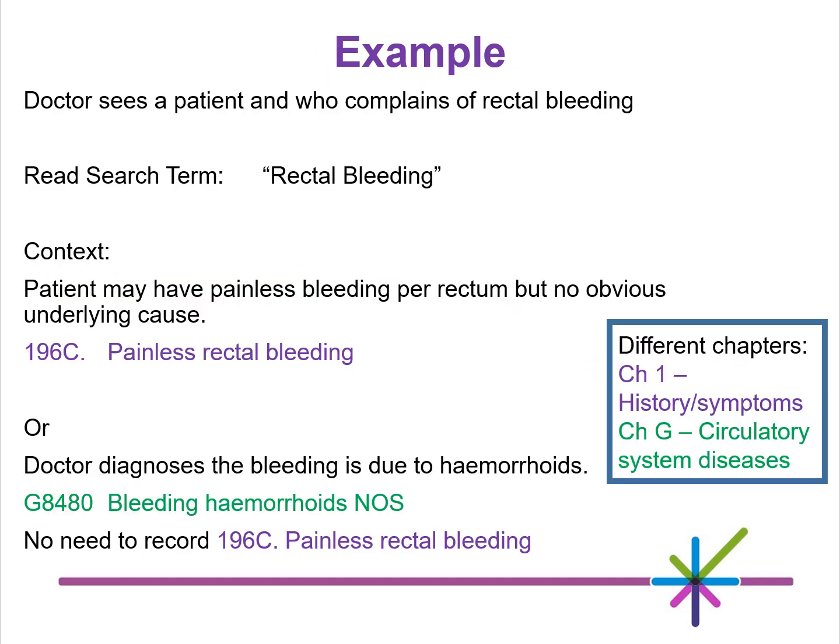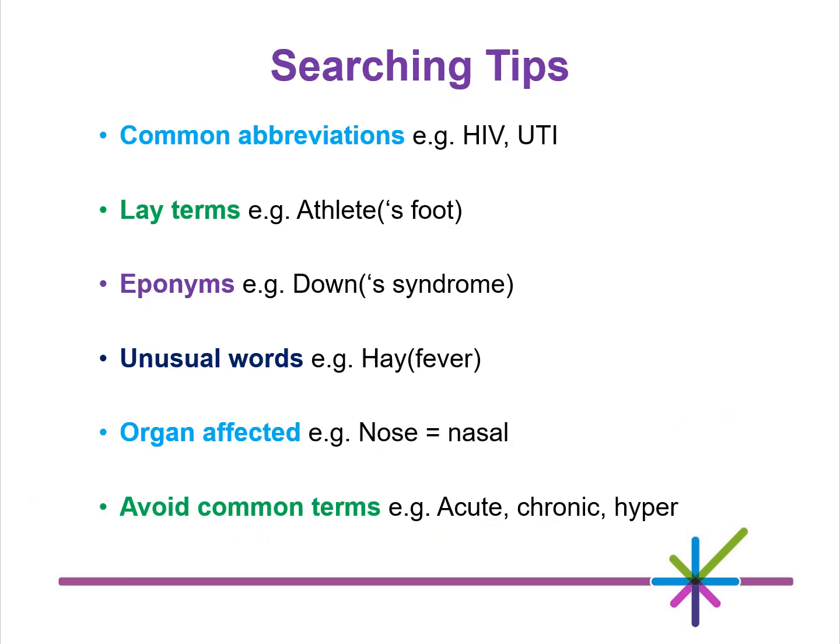Let's work through an example to demonstrate. A doctor sees a patient who complains of rectal bleeding. If the patient had painless rectal bleeding per rectum with no obvious cause, this is coded to the symptom code of 196C, Painless rectal bleeding. Alternatively, if confirmed by the doctor to be a symptom of their hemorrhoids, this could be coded to G8480, Bleeding hemorrhoids NOS. There is no need to code the symptom as it's part and parcel of the condition.